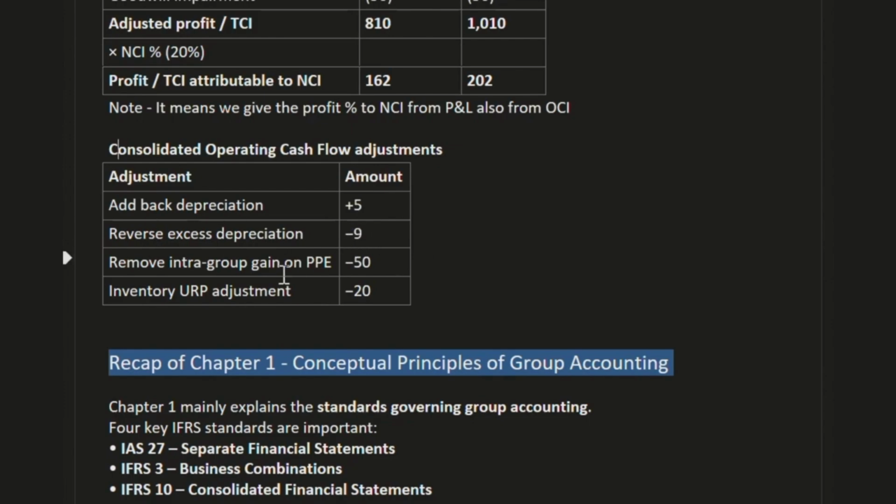Reversal of excess depreciation. Remove intra-group gain on PPE. That is a gain, we need to remove it. Inventory unrealized profit adjustment. Also we took an extra amount. That is a gain, we need to remove it from the cash flow.